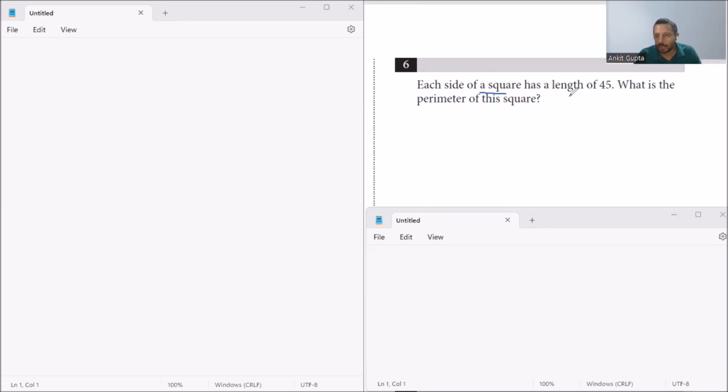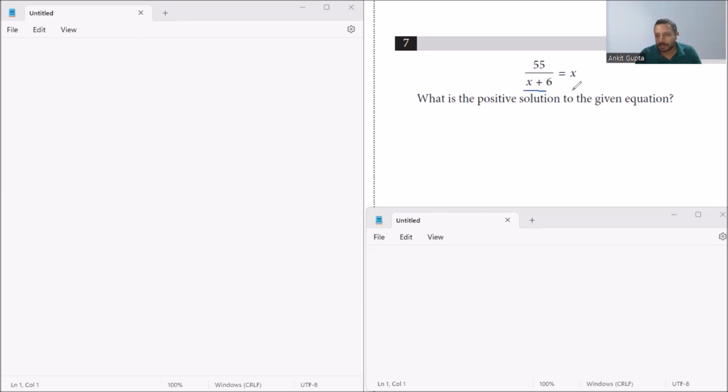Each side of a square has a length of 45. What is the perimeter of the square? So we know that if a square has side a, the perimeter will be equal to 4 times a, where a is the side. So that means the perimeter will be 4 into 45 and will be equal to 180. So the answer for question number 6 will be 180.